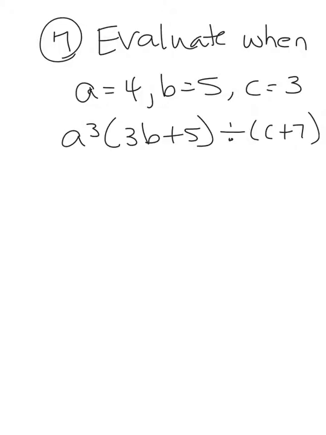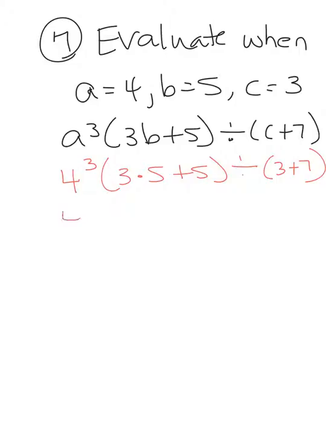For my final example, I have evaluate when a is equal to 4, b is equal to 5, and c is equal to 3. So I have a to the third times the quantity of 3b plus 5, divided by the quantity of c plus 7. So first I'm going to substitute all my values. So I have 4 to the third times 3 times 5 plus 5, divided by 3 plus 7.